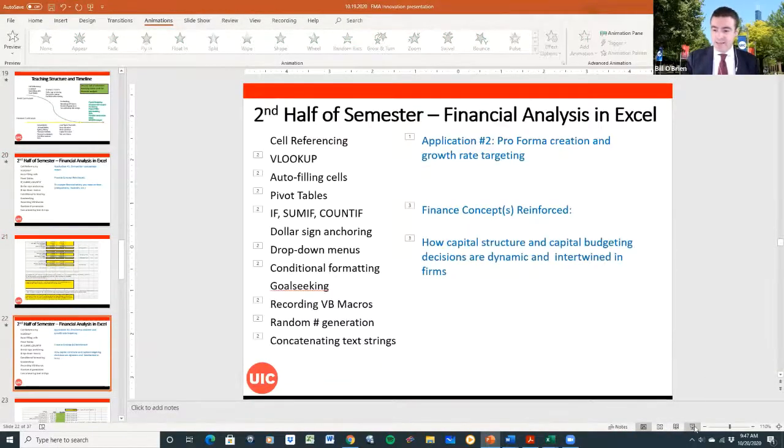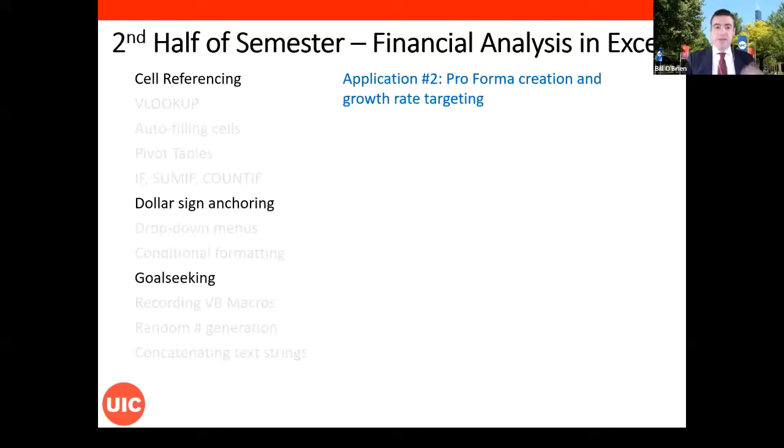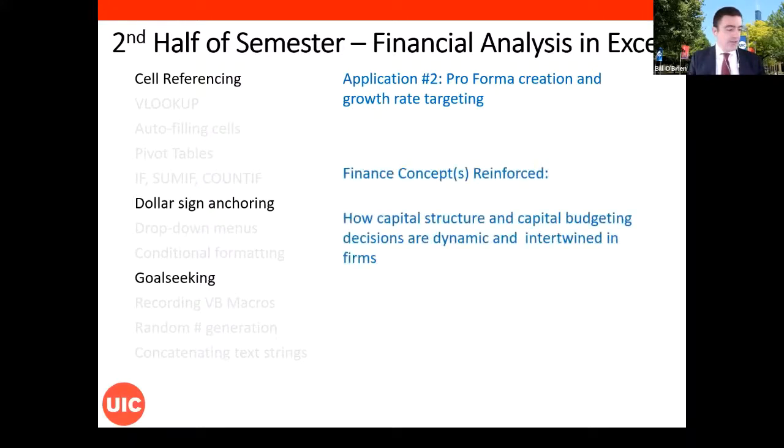The next task that I have them do is creating pro formas. You know, you can generate pro formas on paper, but really to see the interaction between a lot of different decisions that a finance person would have to make, I think generating them in Excel is a good way to do it. So they use cell referencing, $ anchoring, and goal seeking.